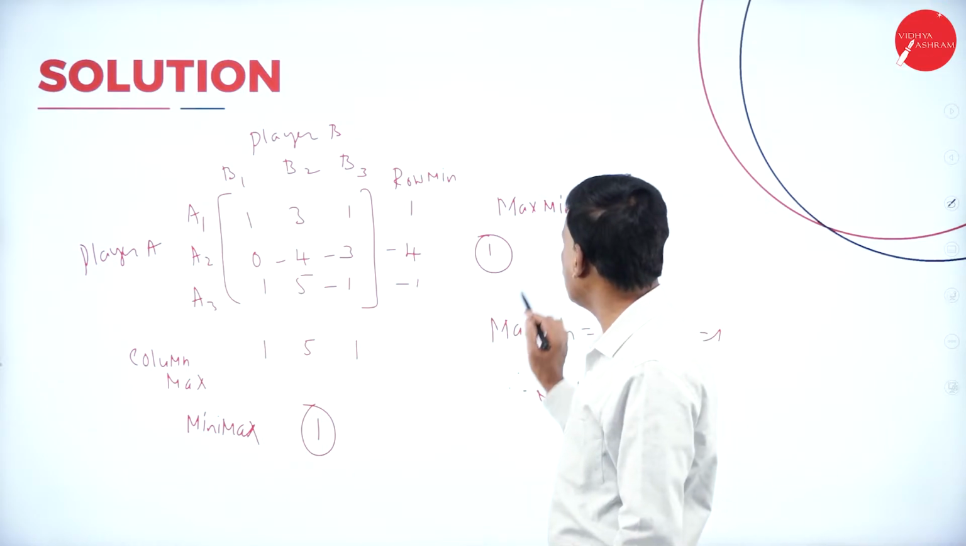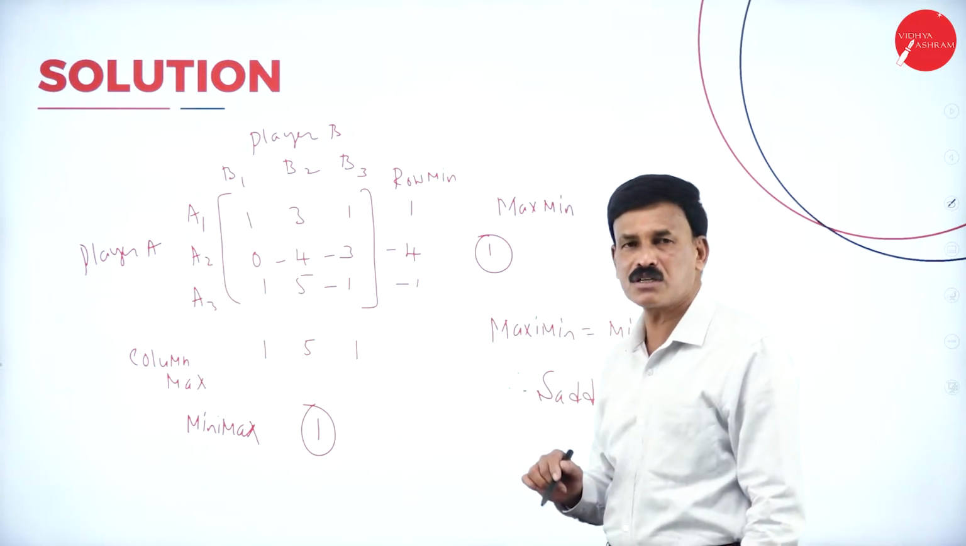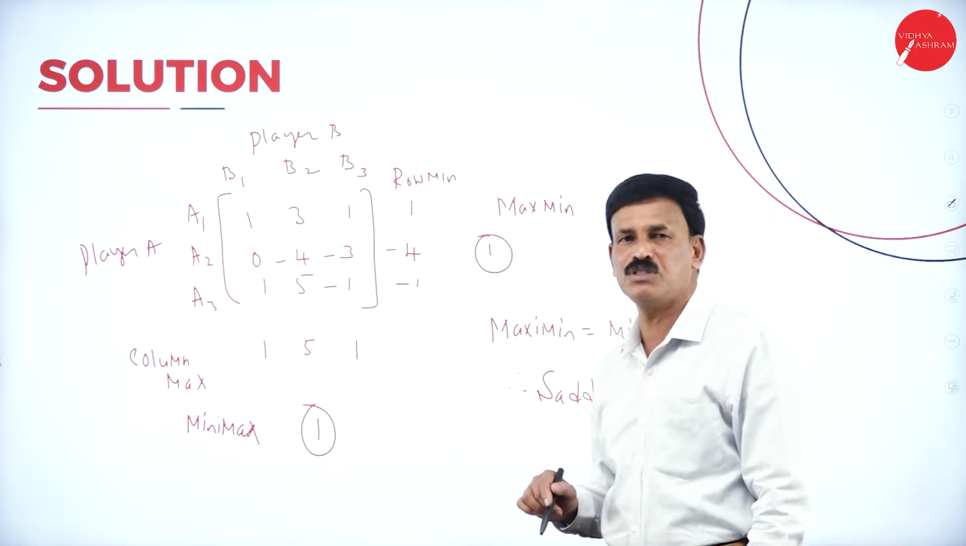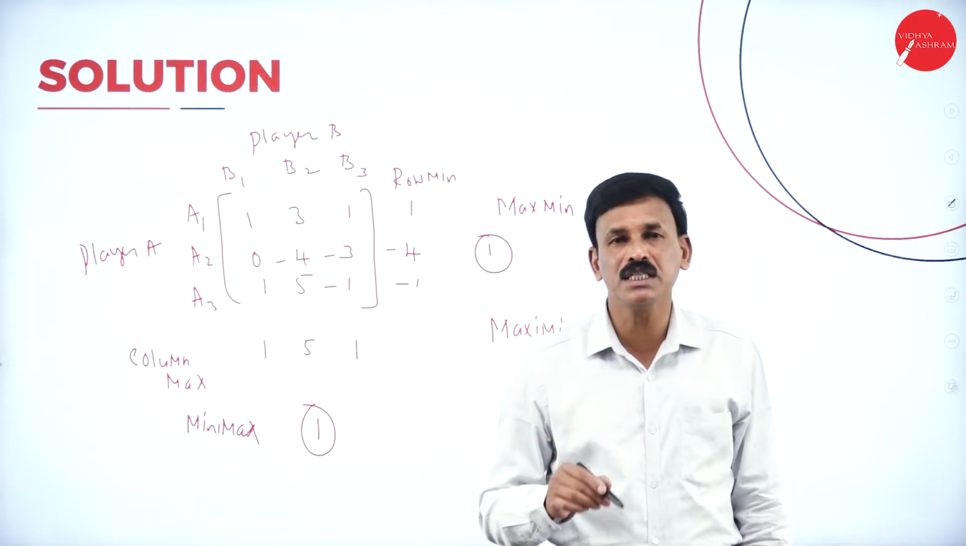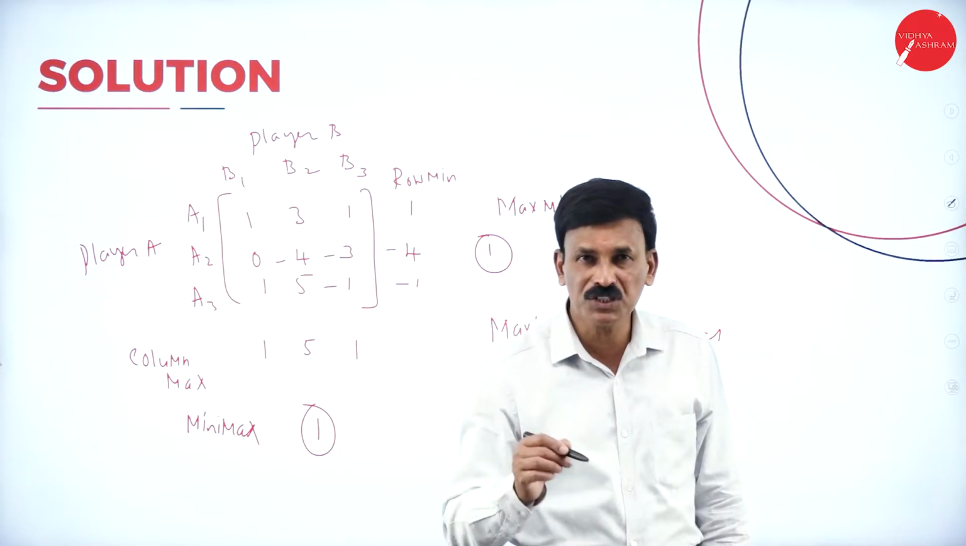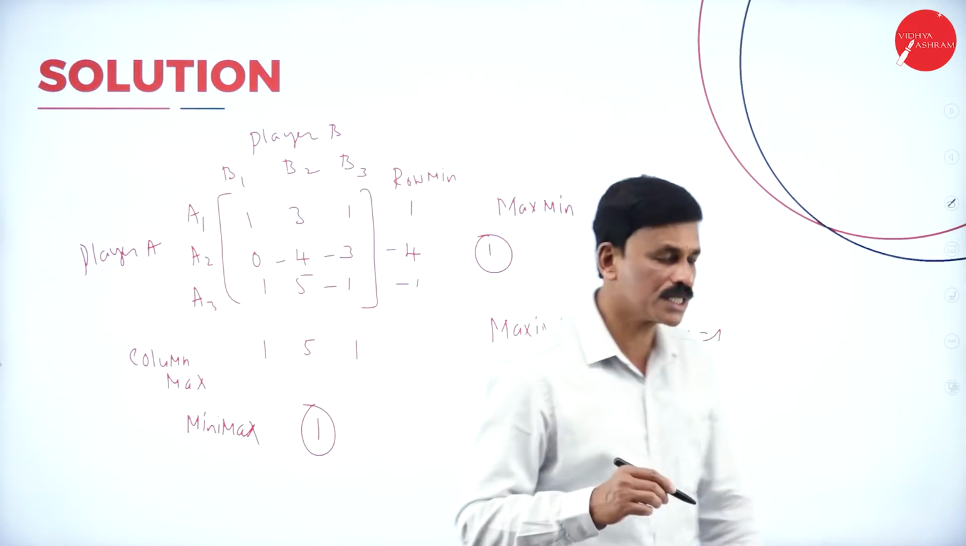So maximin is equal to minimax, which is 1, therefore the saddle point of the game is equal to 1. What is to be determined next? After finding the saddle point, the value of the game, it is required to determine the optimal strategy.